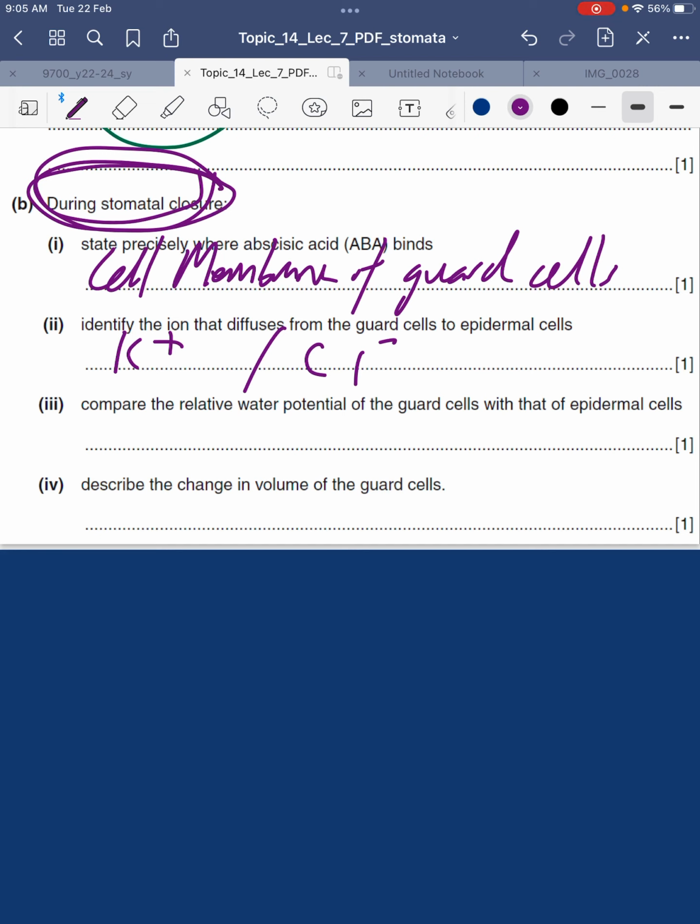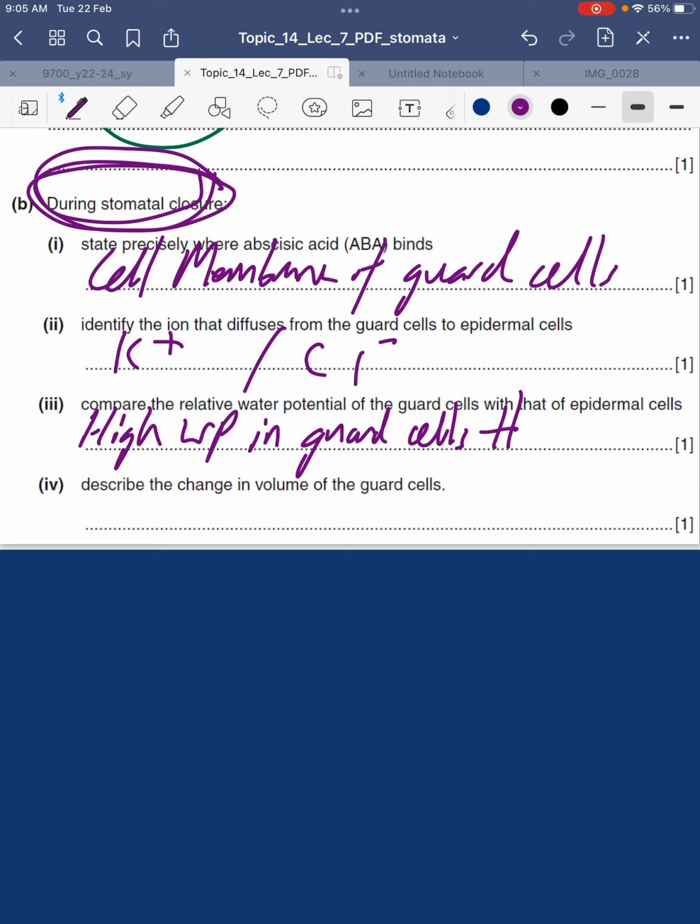Compare the relative water potential of the guard cells and the epidermal cells. Water potential is higher in guard cells than epidermal cells. Okay, higher, because water will eventually leave, yeah. The change in the volume: volume decreases as water leaves guard cells, you can say by osmosis.